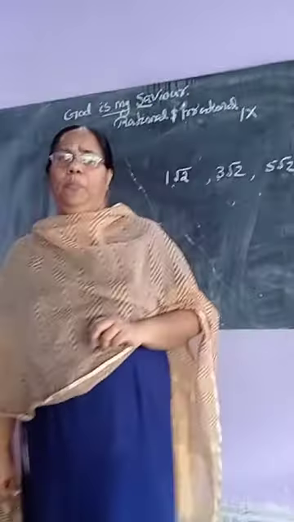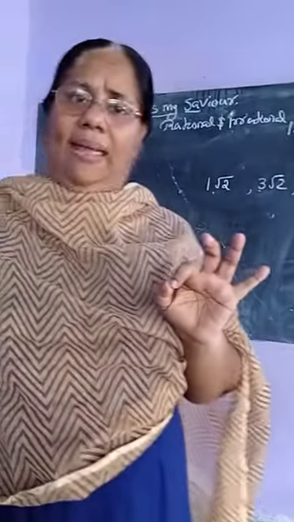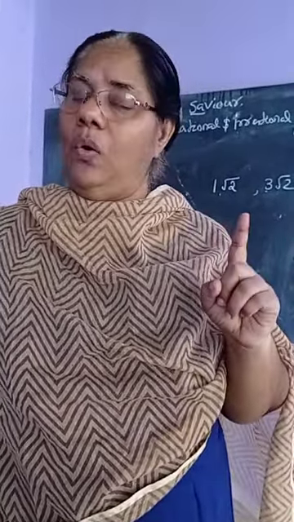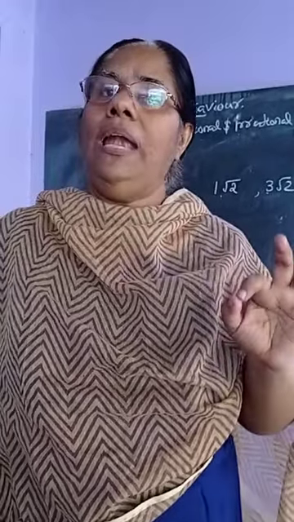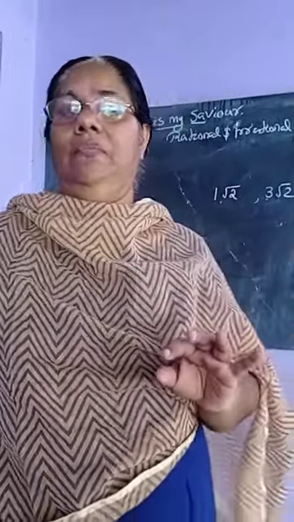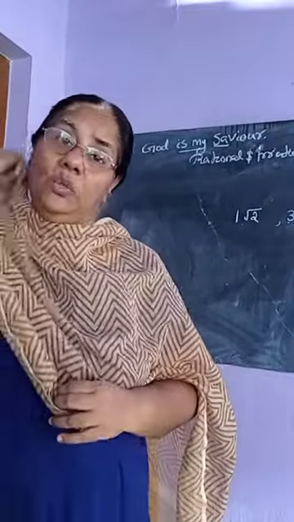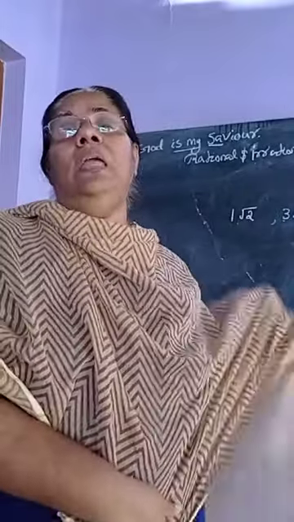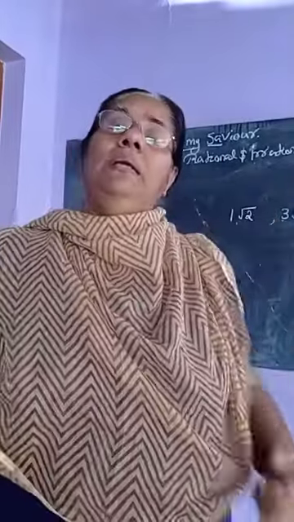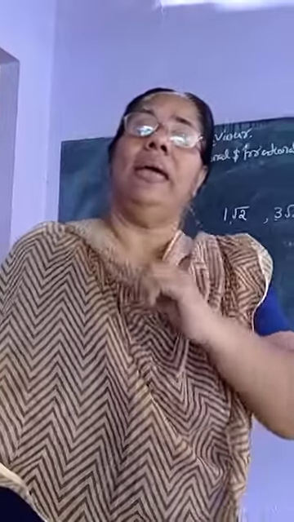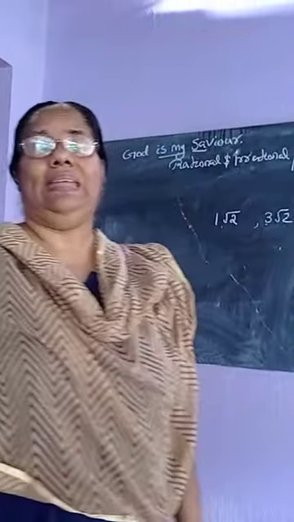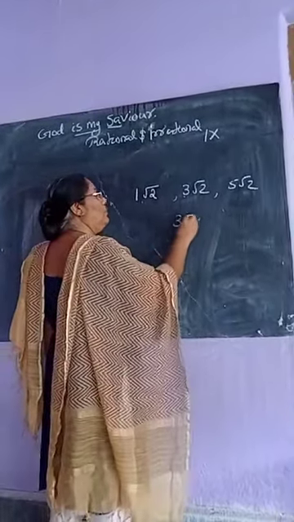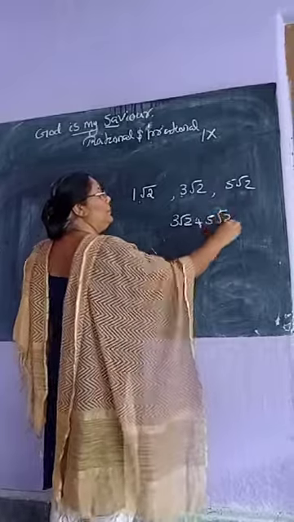Now listen to the next point: we can add or subtract only like surds. We can add or subtract only like surds. Surds means under the root sign, if you write the same number, then they are known as like surds. Understand? Therefore, can you say the answer to 3 root 2 plus 5 root 2?